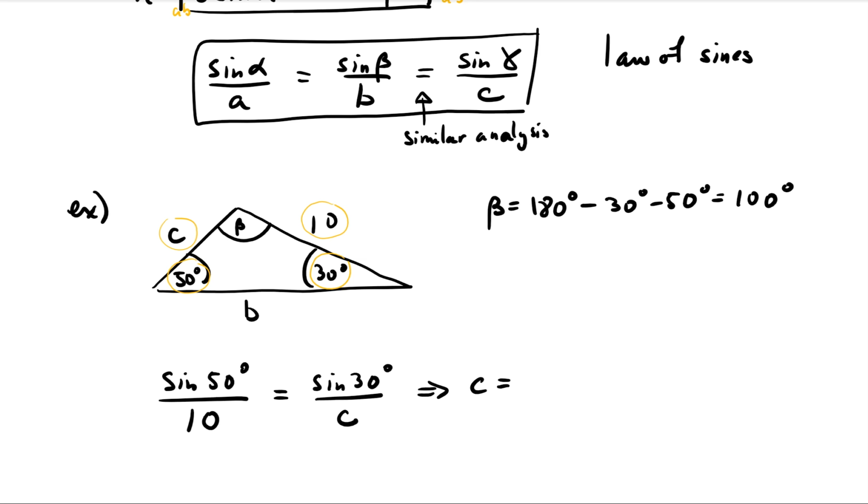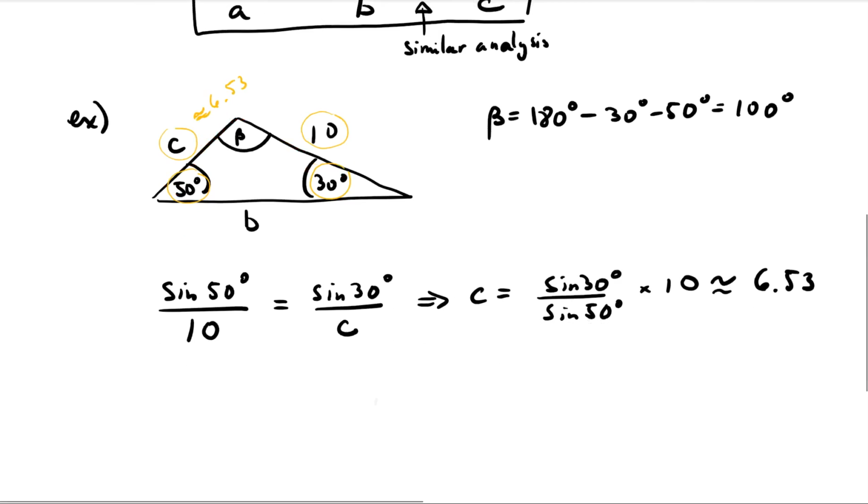C is going to be sine of 30 degrees divided by sine of 50 degrees multiplied by 10. And if I evaluate this using my calculator, I get 6.53 for C. So this is approximately 6.53. And then I can do pretty much the same to solve for B.